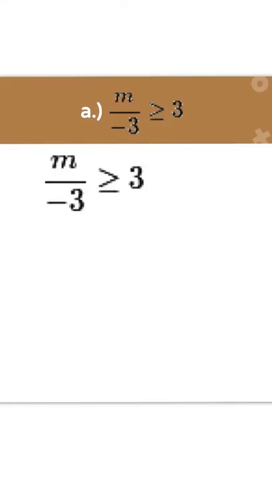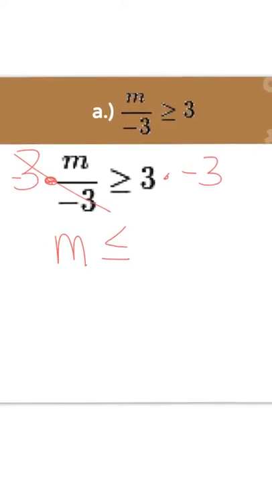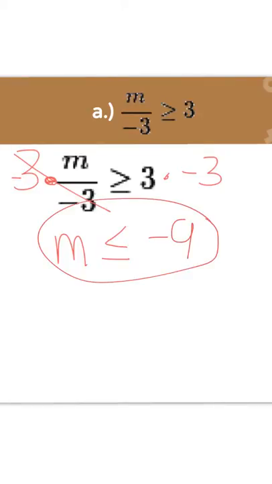Letter A. m divided by -3 is greater than or equal to 3. You will notice that you are dividing by a -3, and because you are multiplying times a -3, you need to switch the sign. So it will no longer be greater than or equal to, it will be less than or equal to. The -3's will then cancel out and leave you with just m. Then you have a +3 times a -3. A positive times a negative is a negative, and 3 times 3 is 9. Your answer is m is less than or equal to -9.